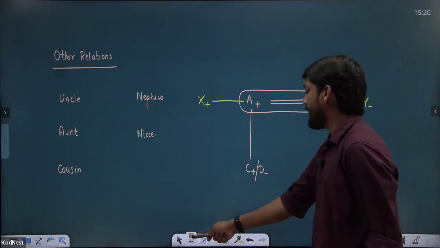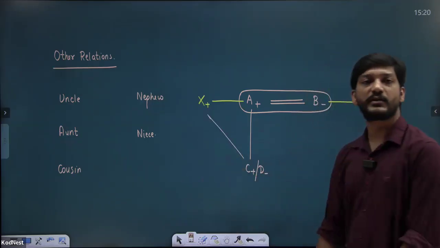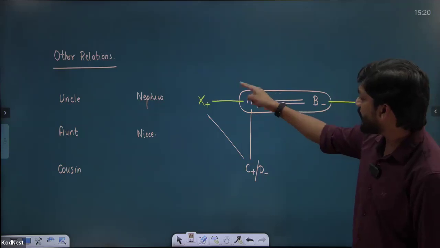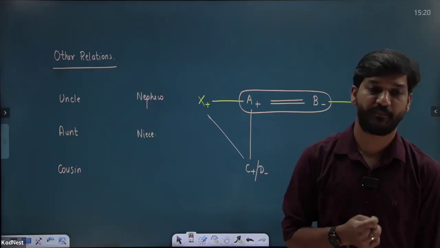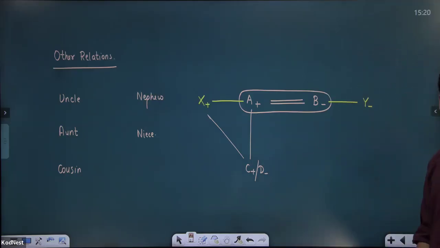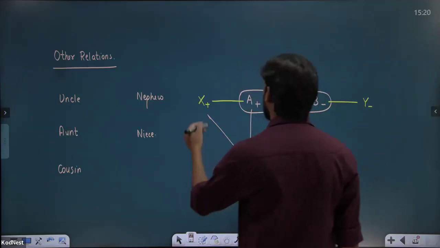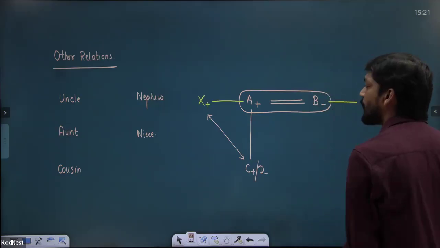Okay. If I show with a single line, will you not be confused? You will be confused whether A is the father or whether X is the father. You will be confused. Yes or not? Carefully answer. Will you not be confused? Yes. So you will be confused. That's why we have to show with other symbol. So we are taking arrow symbol.